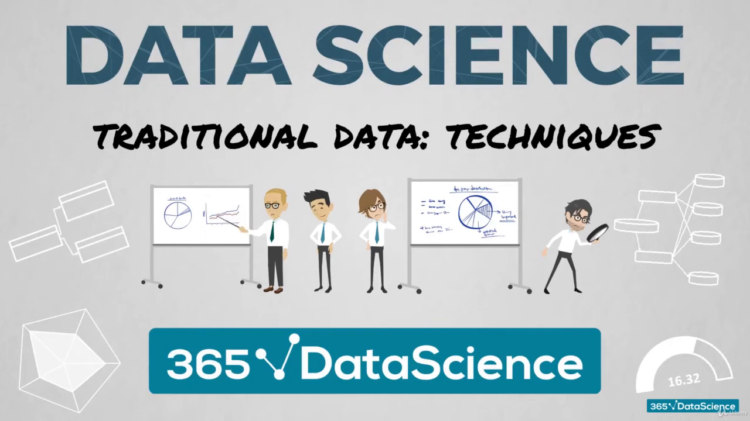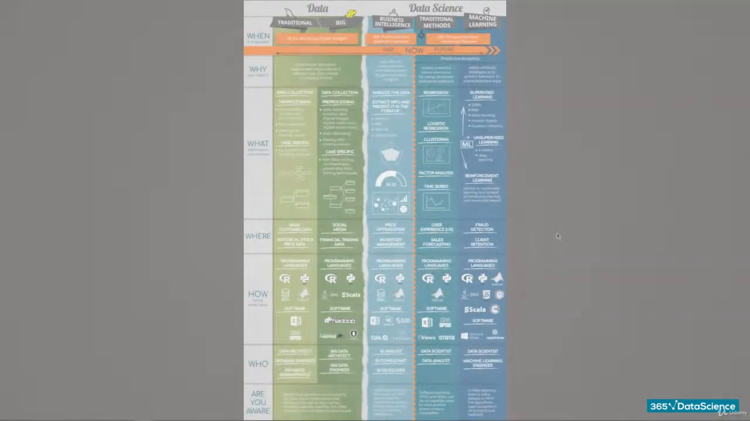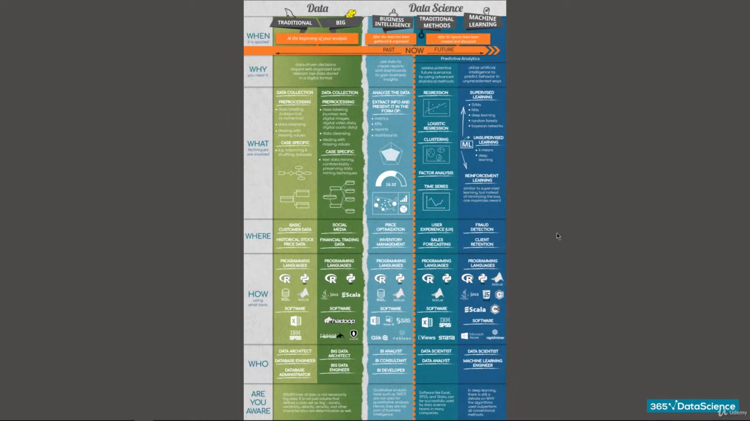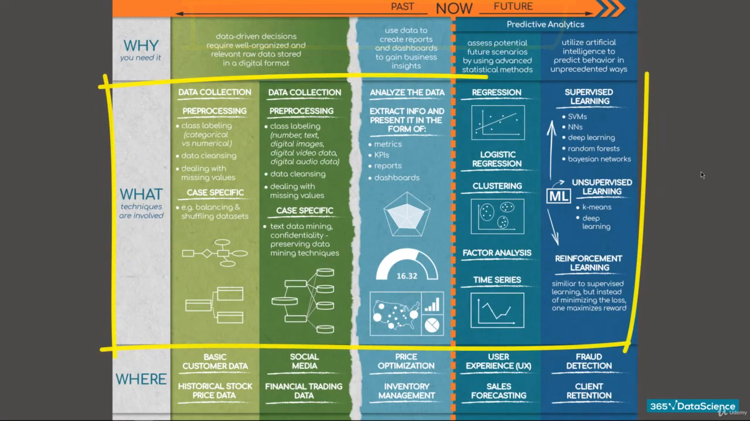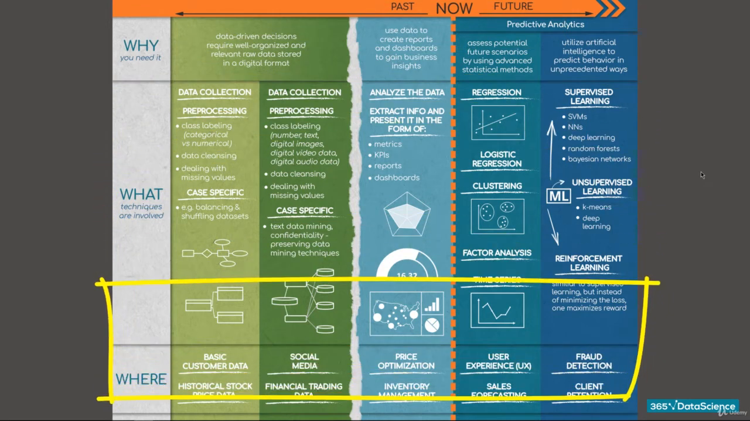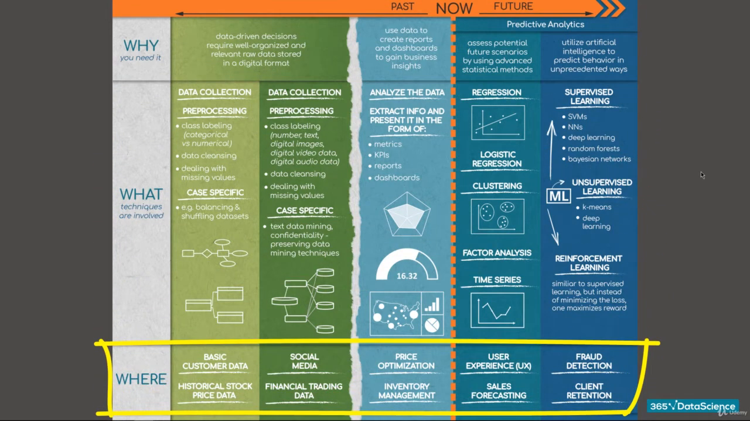Alright, so in this section, we will reveal what techniques are used when working with traditional data, big data, BI, traditional data science methods, and machine learning. Once we've covered that, we will provide examples of where these disciplines can be applied in real life.